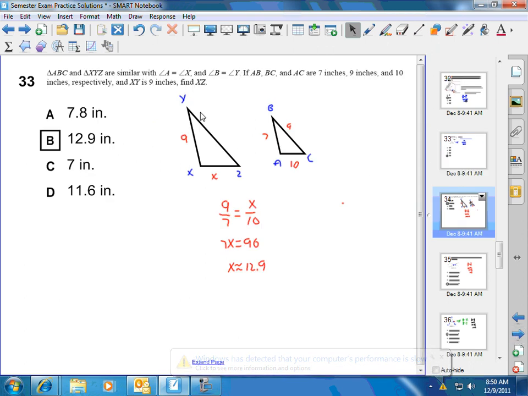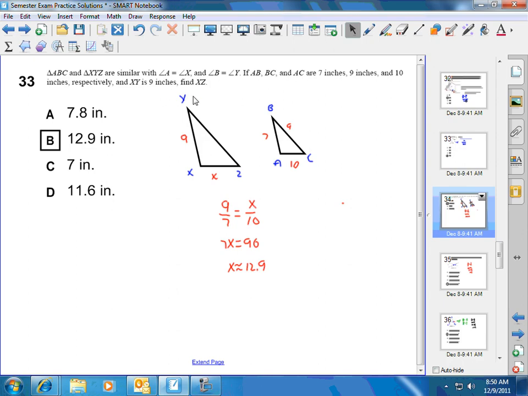Number 33, we're told that triangle ABC and XYZ are similar. The measure of angle A is equal to the measure of angle X, and the measure of angle B is equal to the measure of angle Y. So that means that we have two angles in one triangle congruent to two angles in another triangle. So the angle-angle similarity postulate tells us that these two triangles that I'm illustrating are similar. Knowing that they're similar tells me that the ratio of corresponding sides are equal, or that the corresponding sides are proportional.